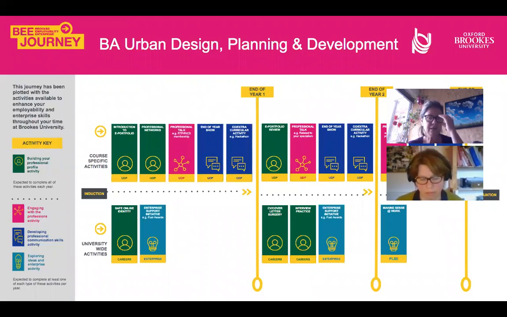And as you can see, they're all color coded in relation to the four activity keys. And at the top of the line around here, you can see activities that are course specific. So for example, the end of year show, which is something very specific to the BA in urban design, or other courses as well, like the architecture, arts, etc. Introduction to e-portfolio, which is another activity that is very specific to this specific course.